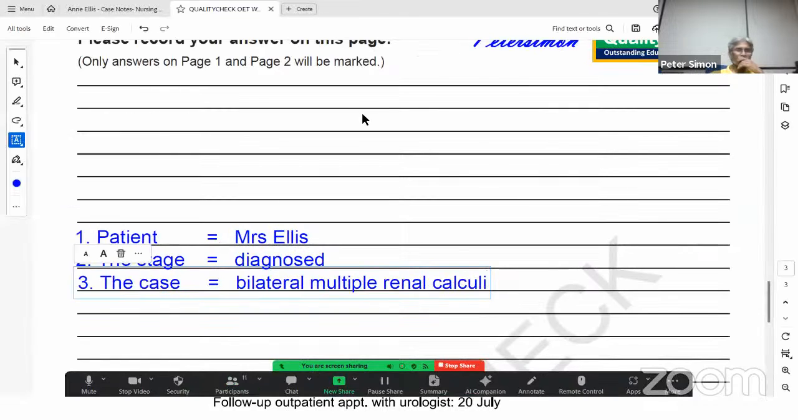Yeah. The case is bilateral multiple renal calculi. Then, number 4.